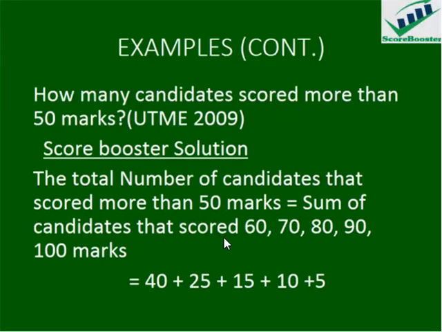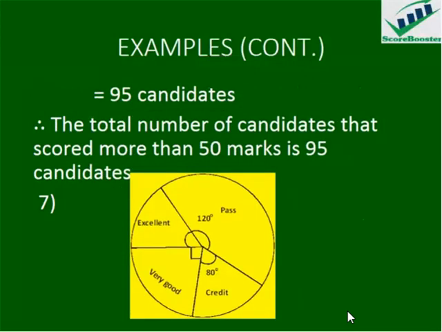As we have determined the frequency, that is the number of students that has 60 marks, to be 40 from the histogram, plus, we are talking about sum here. Number of students that had 70 marks is 25, plus number of students that had 80 marks 15, number of students that had 90 marks is 10, and number of students that had 100 marks is 5. So if we add this together, we are going to have 95 students. So the number of candidates that scored more than 50 marks is 95 candidates. So that solves the question.